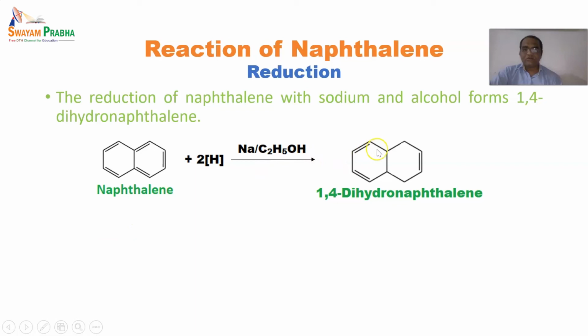So 1,4-dihydronaphthalene, it is because at first position, so as we have seen in case of IUPAC nomenclature, first position and fourth position. At first position, it has been reduced and now it has two hydrogens. As this bond has been reduced, or these pi electrons are being converted to a sigma bond, and the hydrogen has been added at the 1 and 4th position. So that is why it is dihydronaphthalene.